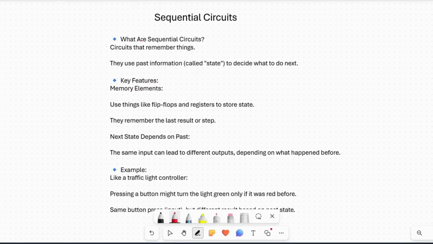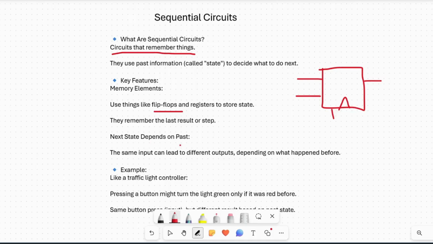Sequential circuit. What are sequential circuits? Circuits that remember things. They use past information, called state, to decide what to do next. Key feature: memory element. They use things like flip-flops. You know that there are lots of types of flip-flop: JK flip-flop, T flip-flop, D flip-flop. I draw a flip-flop here so you can understand. This is a clock, and this is the input and output. This is the controlling unit. So they remember the last result or step.